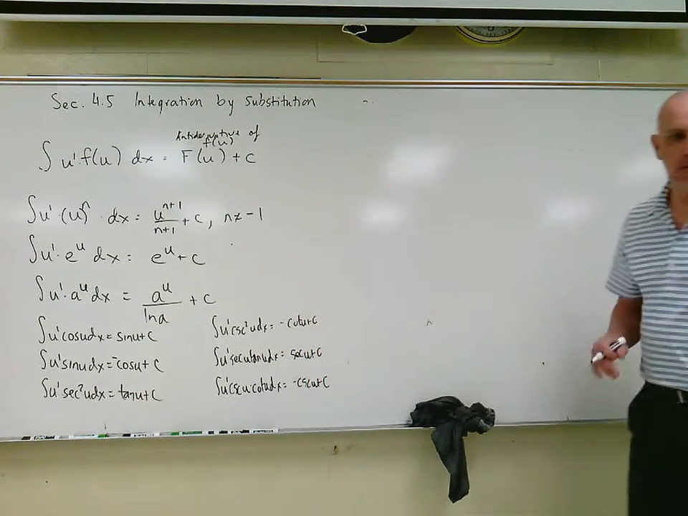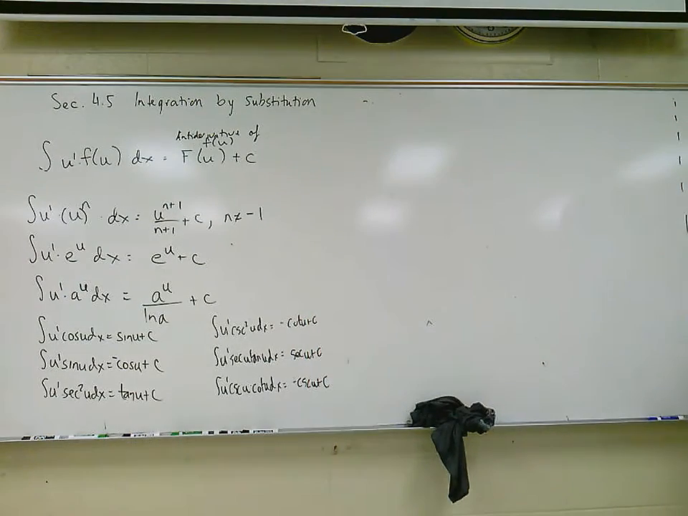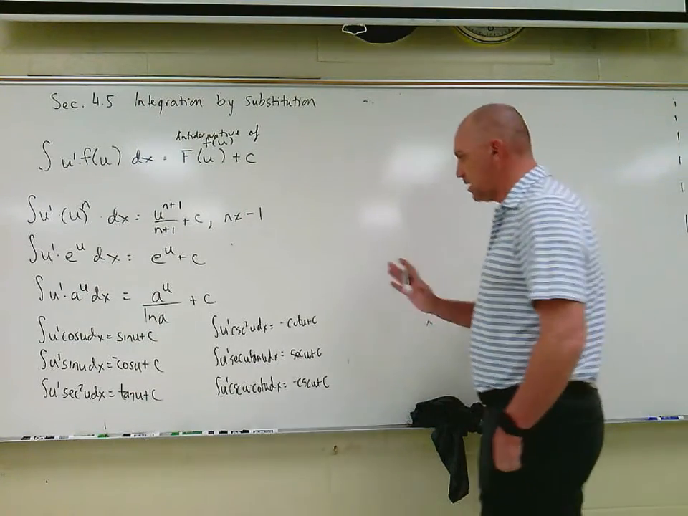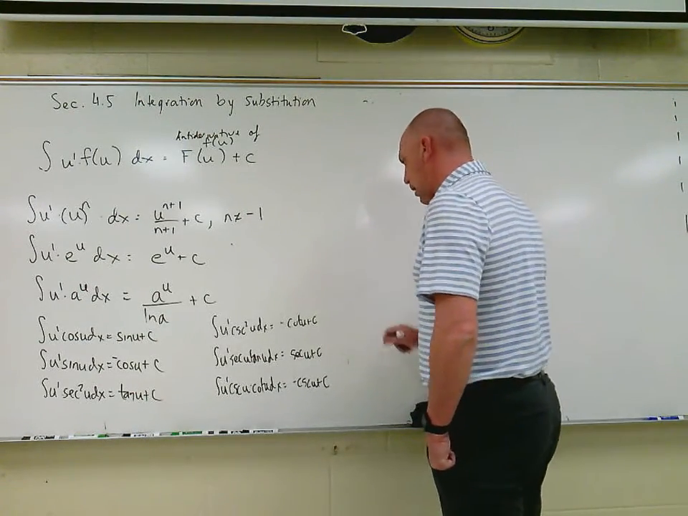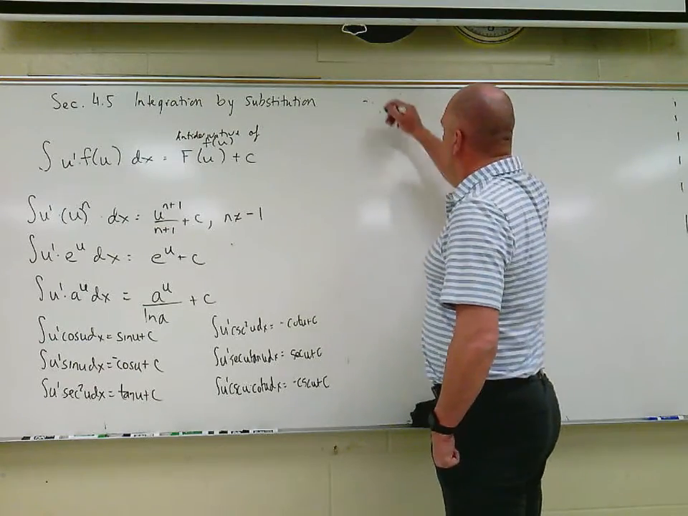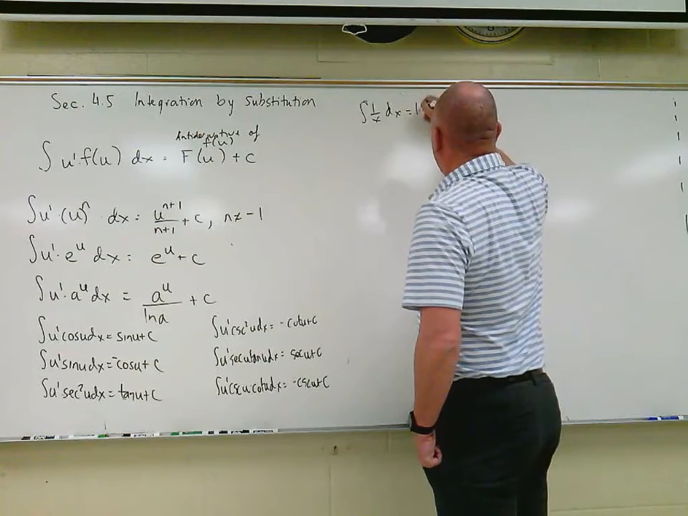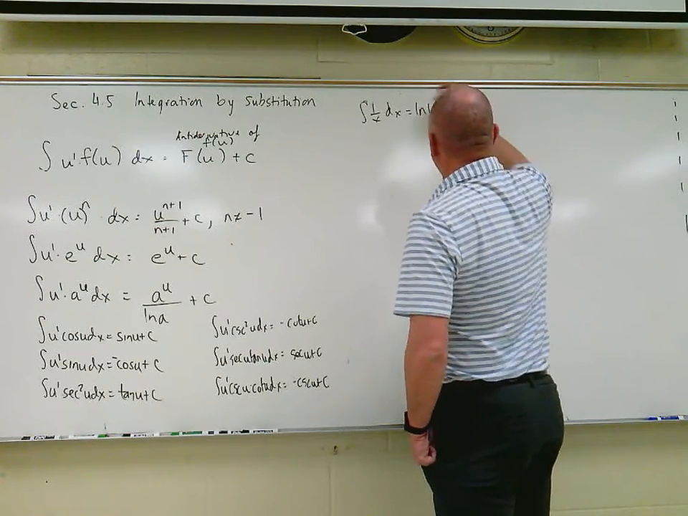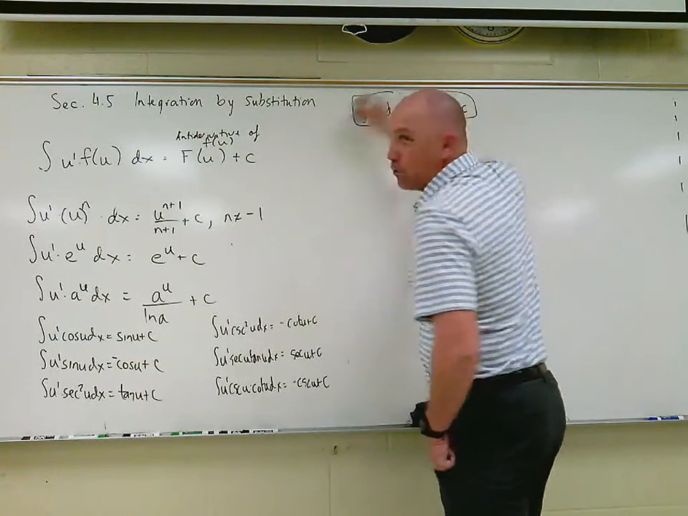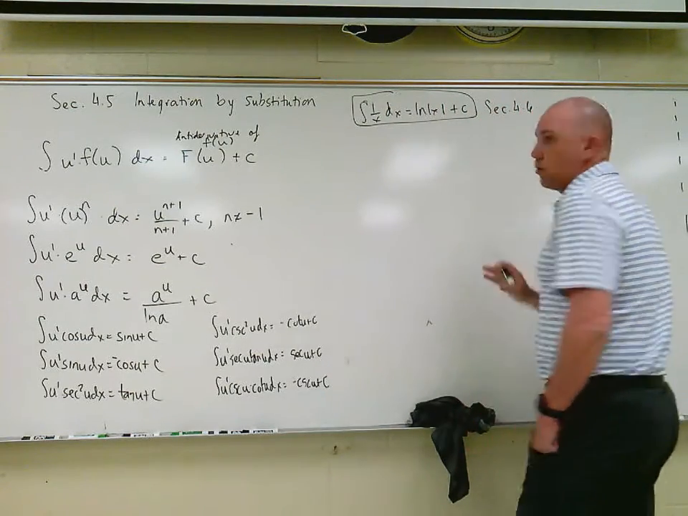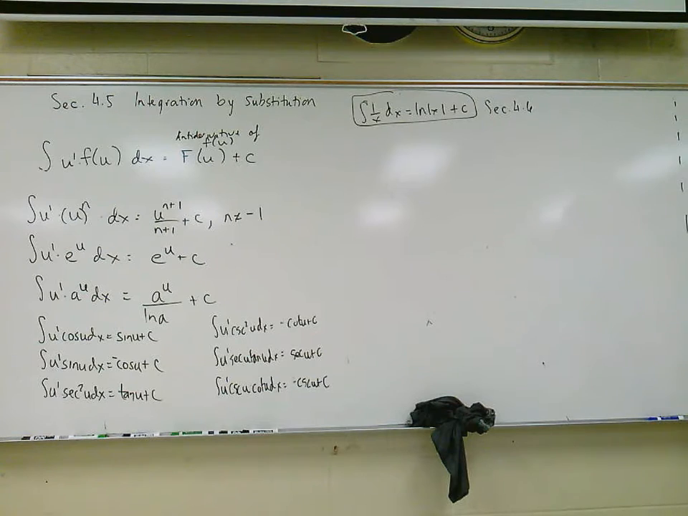All right. So those should be the rules that we had developed. There's one that we're going to save for the next section. If you remember this rule, the integral of 1 over x dx is ln of the absolute value of x plus c. That's going to be the next section, section 4.6, so we'll focus on that then. You shouldn't have any of those in this section.